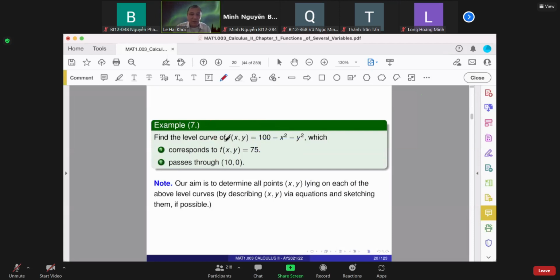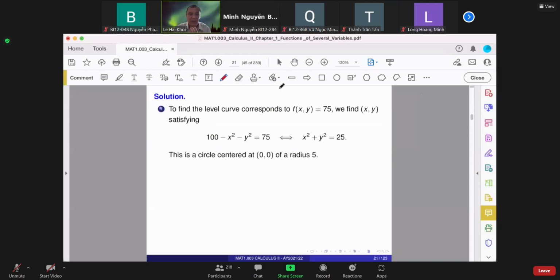You solve for the points x, y from the level curve that gives you 75. So you have this one. Solve this and you get that one. What is this? This is a circle centered at 0 with radius 5. Every point satisfying this condition lies on the circle. This circle forms the level curve corresponding to k equal to 75.